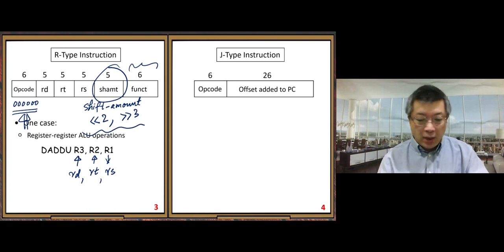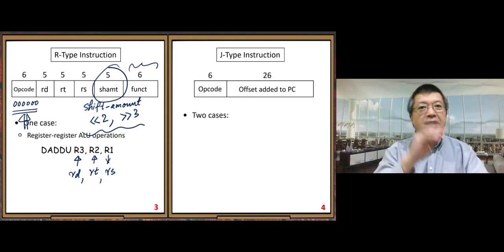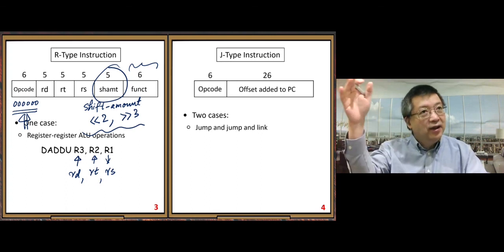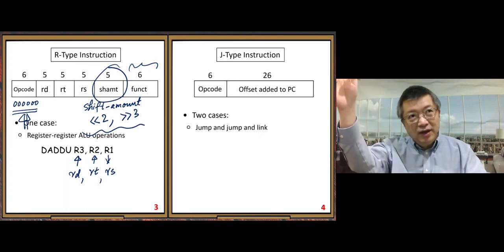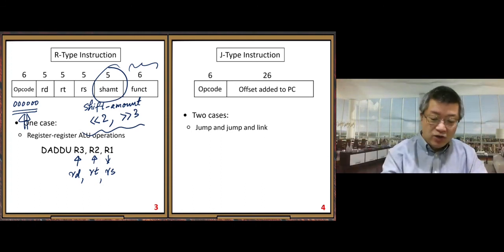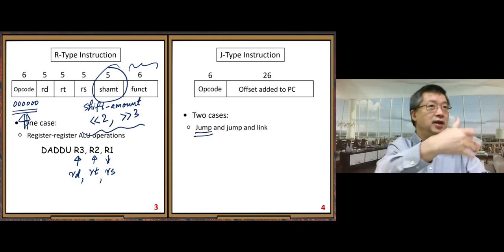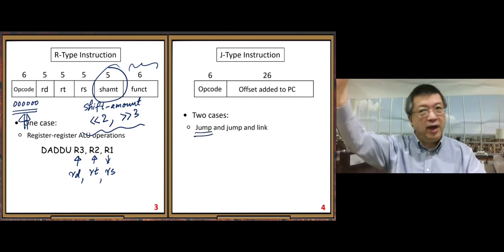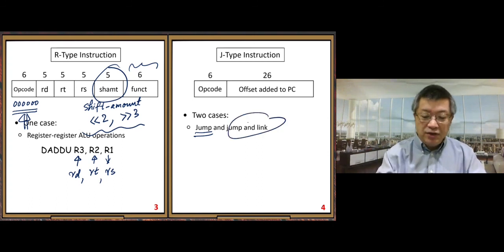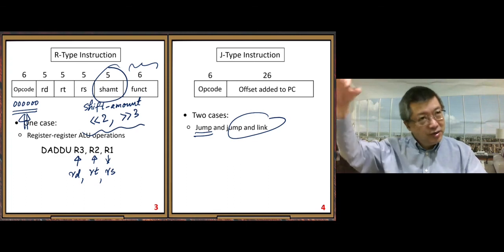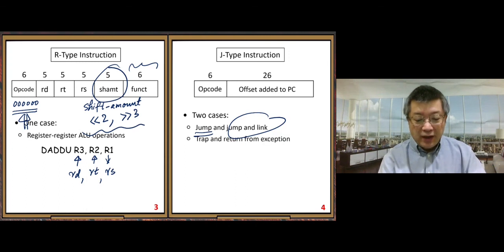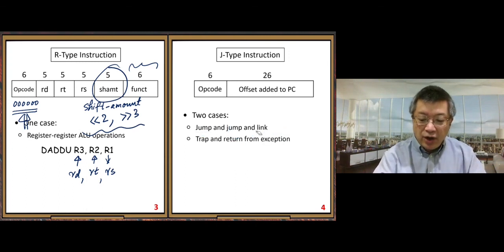All right. Here, 2 cases. The first case, jump and link. Because when you jump with a link, you need to come back. The first one, jump, you never need to come back. You jump, you go away, then just follow the remaining instruction sequence. The second one, after you jump, you still need to come back at some point. Jump and link. Next case, trap and return from exception.